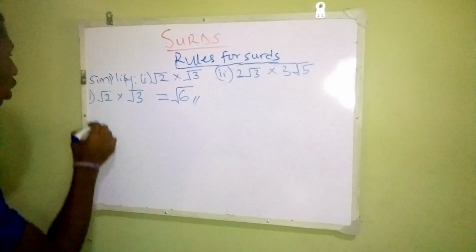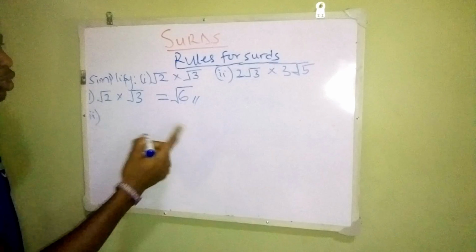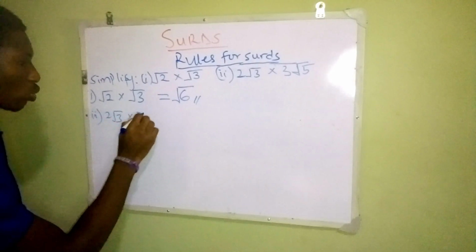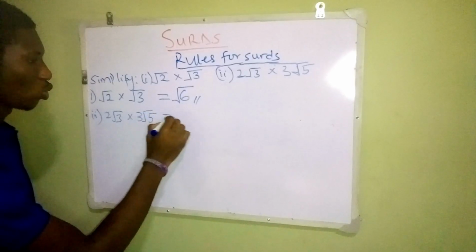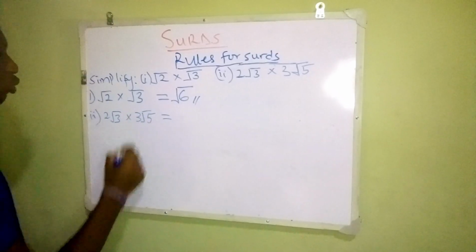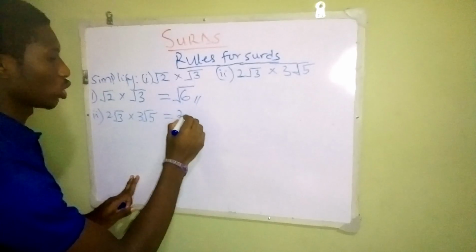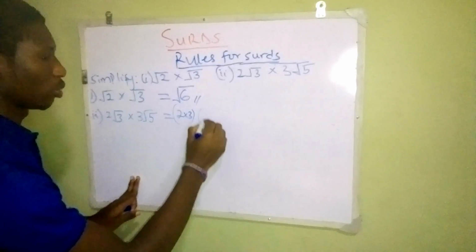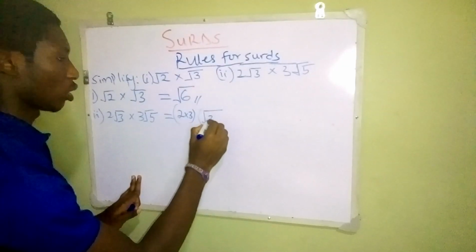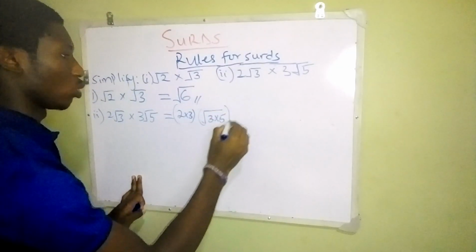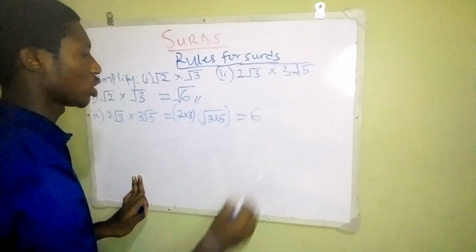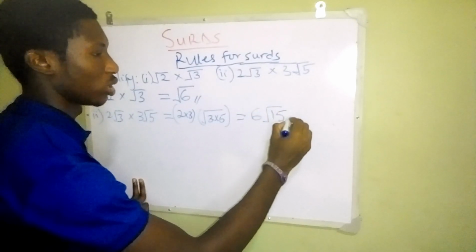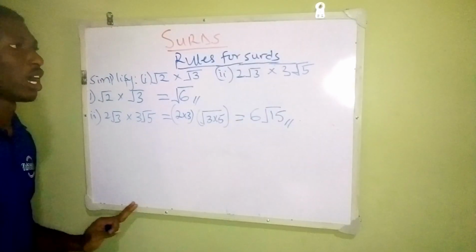If I'm to simplify the second one, based on the fourth rule that we looked at, 2 square root of 3 multiplying 3 square root of 5, it will be equal to 2 times 3, and in brackets, square root of 3 times 5. So my final answer will be 2 times 3, which is 6, and square root of 3 times 5, which is 15. And this will be my final answer.